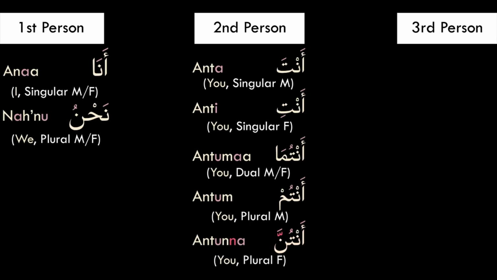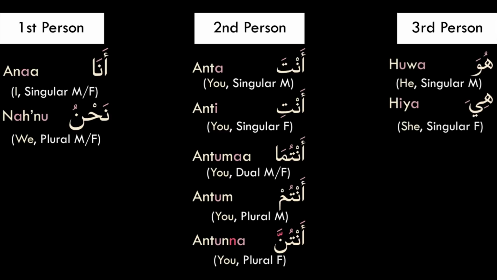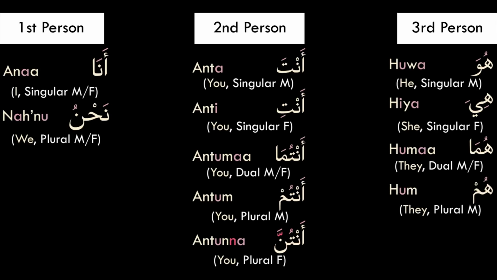The third person, I mean the one spoken about, the one that is not present with us, and they are هو, which is he, هي, which is she, هما, they, for dual male and or female, hum, they, for plural male, and hunna, they, for plural female. Those pronouns can take the place of the subject in a nominal or verbal sentence.